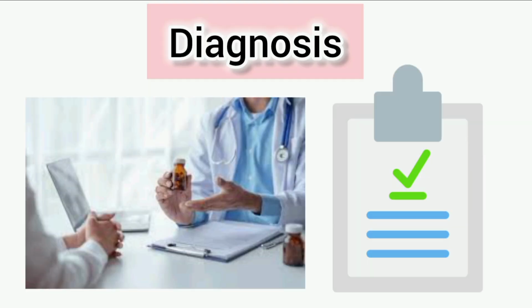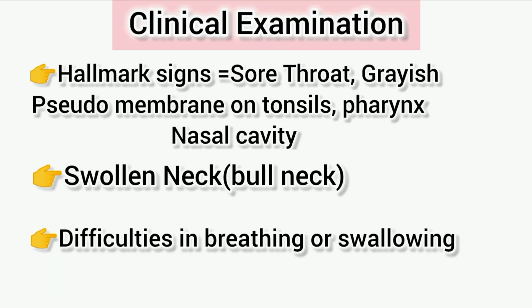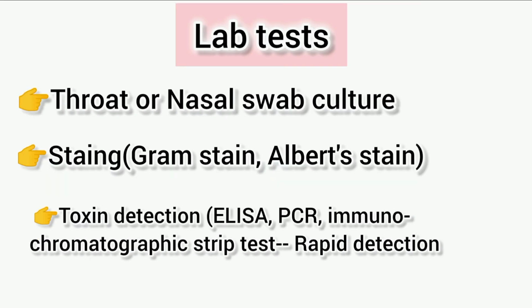Diagnosis of diphtheria. Two methods are used for diagnosing diphtheria. First, clinical examination, searching for hallmark signs such as sore throat, grayish pseudomembrane on the tonsils, pharynx, or nasal cavity, swollen neck or bull neck, and difficulties in breathing and swallowing. Second, laboratory tests: throat or nasal swab culture, staining such as Gram stain and Albert stain, and toxin detection such as PCR, ELISA, or immunochromatographic strip test, which are used for rapid toxin detection.